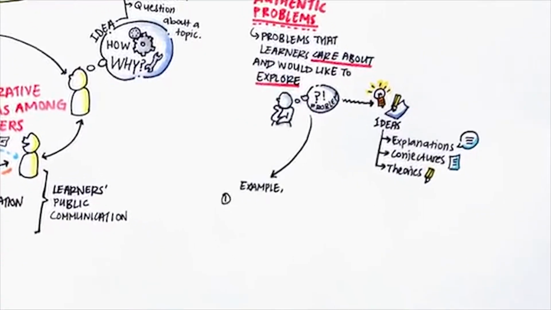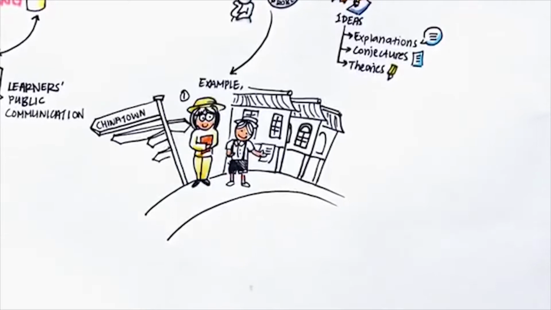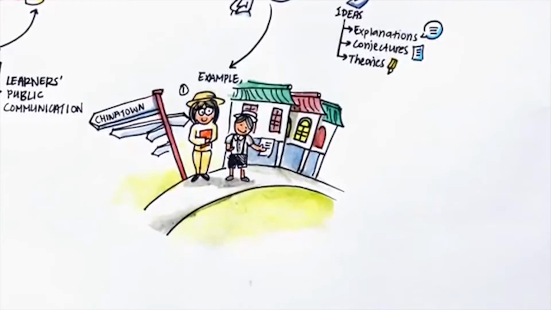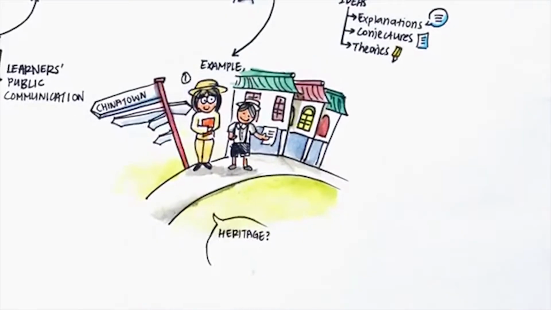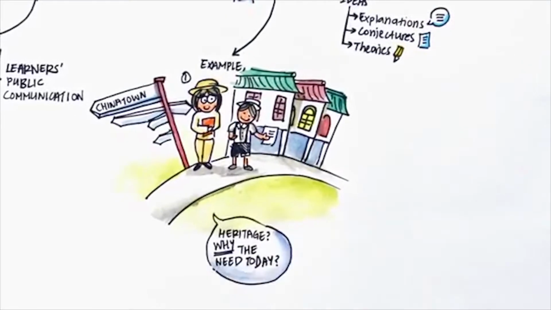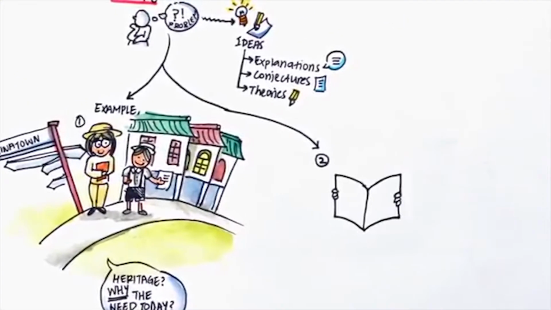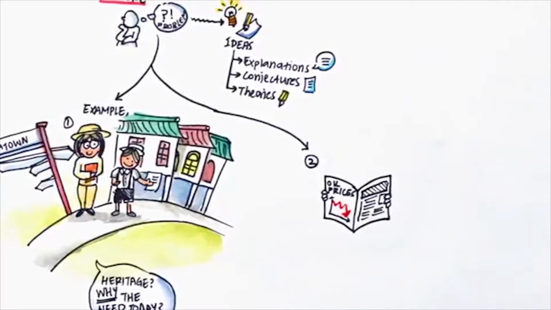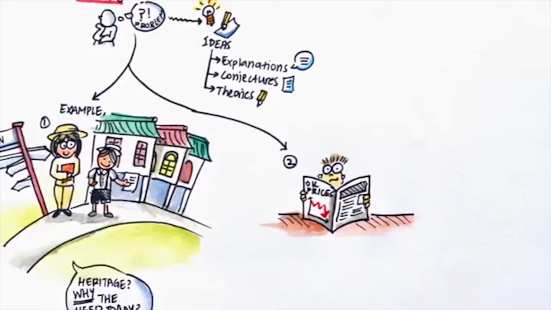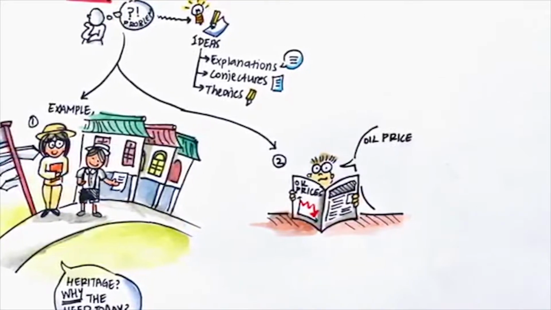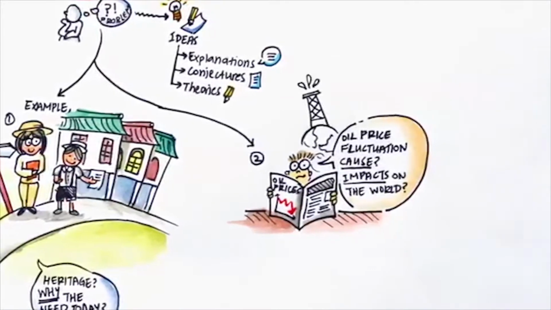For example, an elementary teacher brought her students to heritage trails in Chinatown. After the trip, one student asked, "What is heritage? Why do we need to know our heritage?" Take another example. After reading a report in the news that announced a drop in oil prices, an economics undergraduate asked, "What causes the oil prices to fluctuate? What impact does it have on the world?"